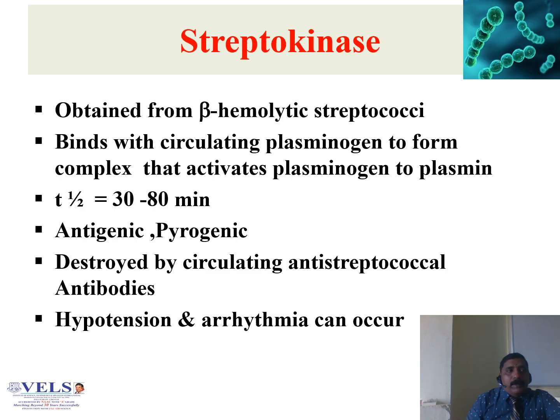What is streptokinase? It is obtained from beta hemolytic streptococci and binds with circulating plasminogen to form a complex that activates plasminogen to plasmin. The half-life is 30 to 80 minutes. It is also antigenic and pyrogenic. It is destroyed by circulating anti-streptococcal antibodies, and sometimes it may lead to hypotension as well as arrhythmia.